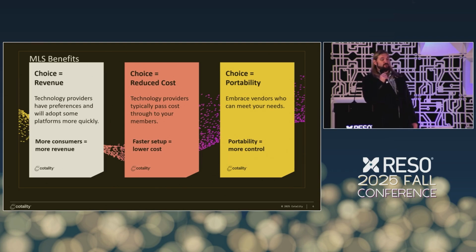It also gives you portability. So we also feel that you should embrace vendors who can meet your needs. There's a lot of vendor lock-in in this industry, and the more options you have, the more easily you can switch back and forth between separate providers.